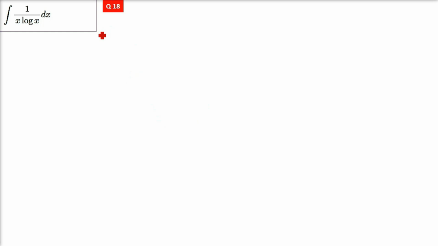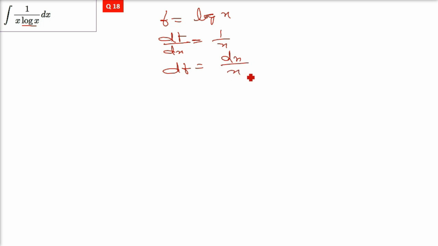Now this is quite straightforward for you. Log x gives you directly 1 by x. So just take log x as t. dx by x will automatically come. So I'm now equating t as log x. dt by dx will be 1 by x. dx you can take on the right hand side. So dt will become dx by x.